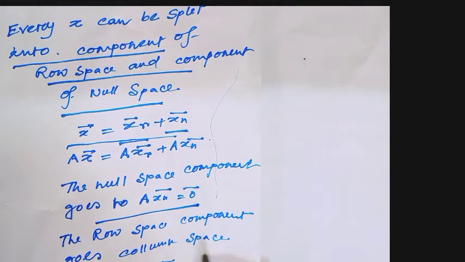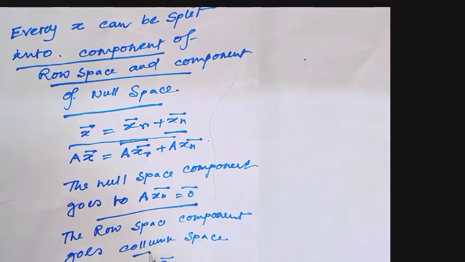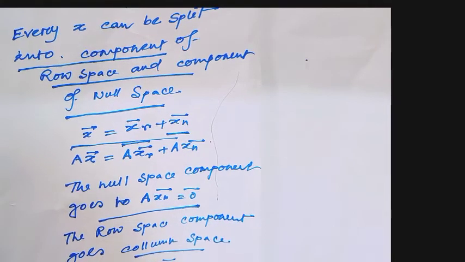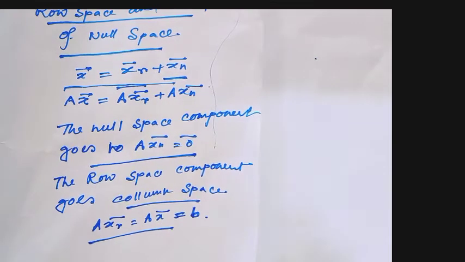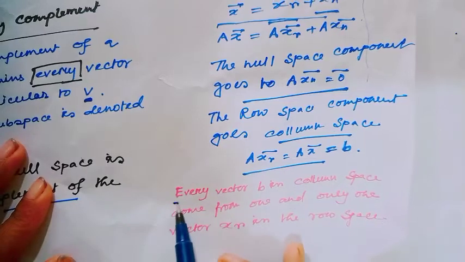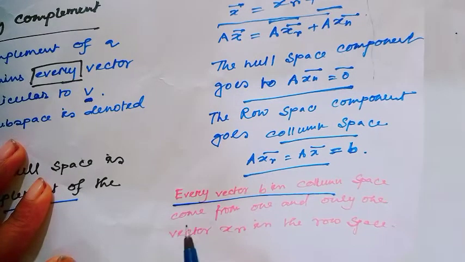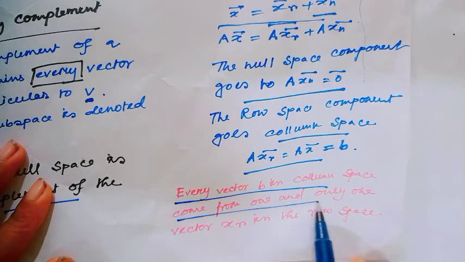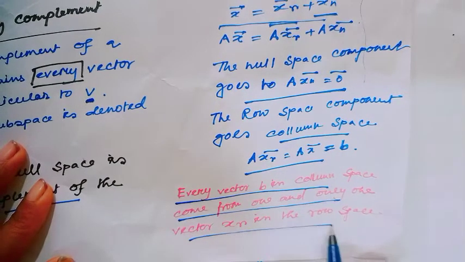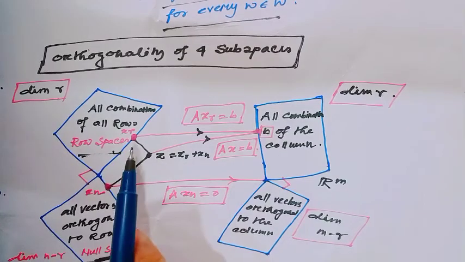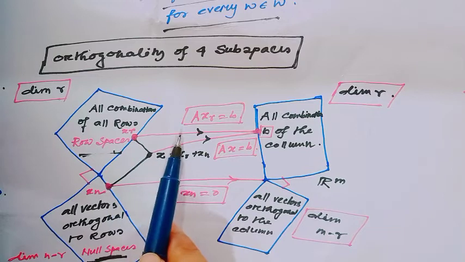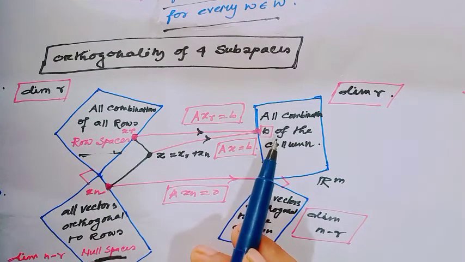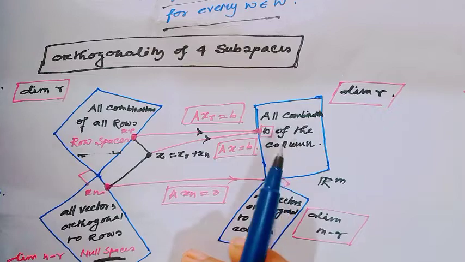Then the row space component goes to the column space, A xr equal to b. So every vector b in the column space comes from one and only one vector xr in the row space. See the picture. Here is the element xr, and when I apply A, I get b in the column space.